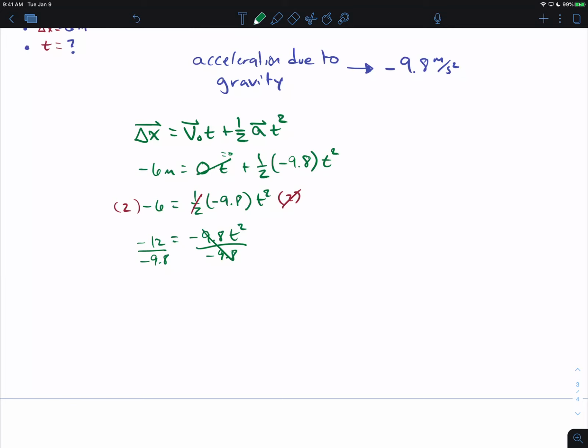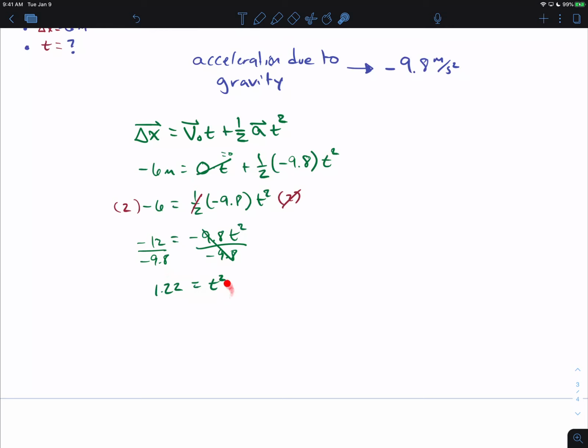Let's calculate this right now to simplify it a little bit for us. We have 12 divided by 9.8. This should give us about 1.22. So 1.22 is equal to t squared, just in case you're following along. Hopefully you have the same answers that I do here. Remember, if you have any questions at all, please just send me an email and I can help you out anytime you're stuck. But we're not quite done yet, right?